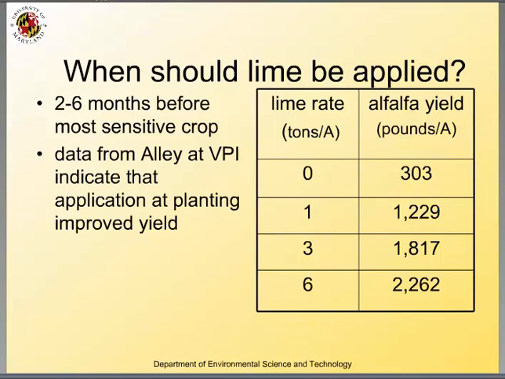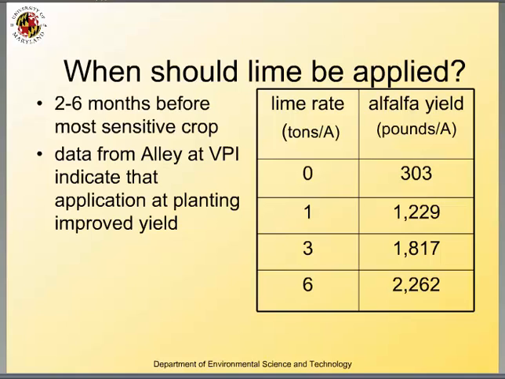Big argument about when to lime. Some people say if you don't do it ahead of time, it hasn't dissolved, it doesn't do any good. Yeah, 2 to 6 months ahead is really good, particularly if you're going to plant a very sensitive crop like alfalfa. But Mark Elliott, VPI, did some work back in the early 90s where he looked at adding lime at planting. I guess the question was, is it better to lime at planting than not at all? And I'm going to have to agree with him that it's better to do it at planting than not at all.